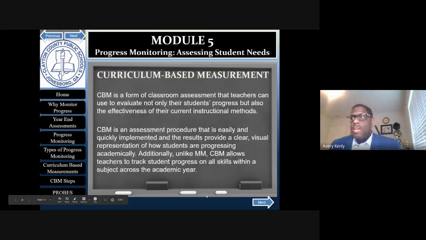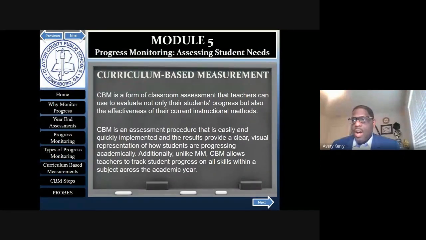As we look at curriculum-based measurements, again, it's a form of classroom assessment that teachers can use to evaluate not only students' progress, but also the effectiveness of their current instructional methods. Curriculum-based measurement is an assessment procedure that is easily and quickly implemented, and the results provide a clear visual representation of how students are progressing academically. Additionally, unlike mastery measurements, curriculum-based measurements allow teachers to track student progress on all skills within a subject across the academic year.